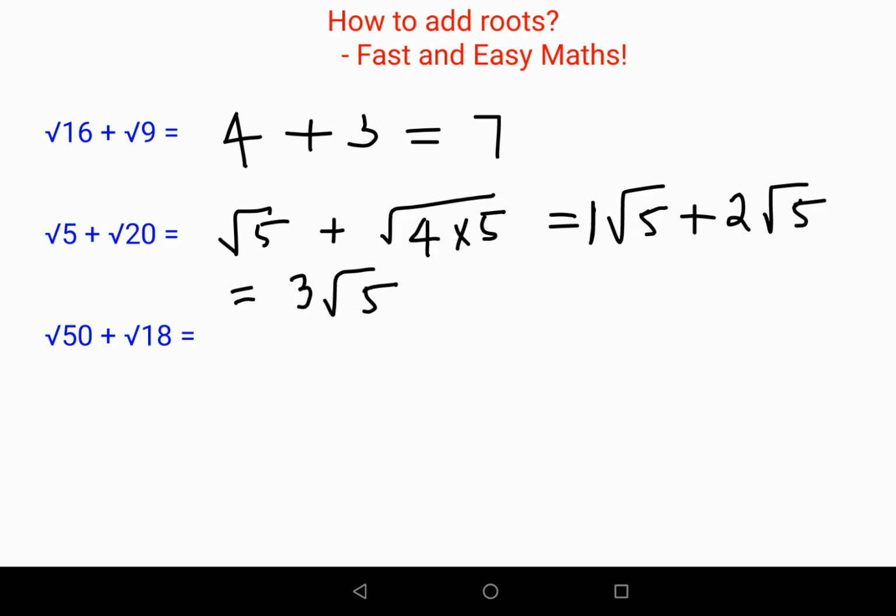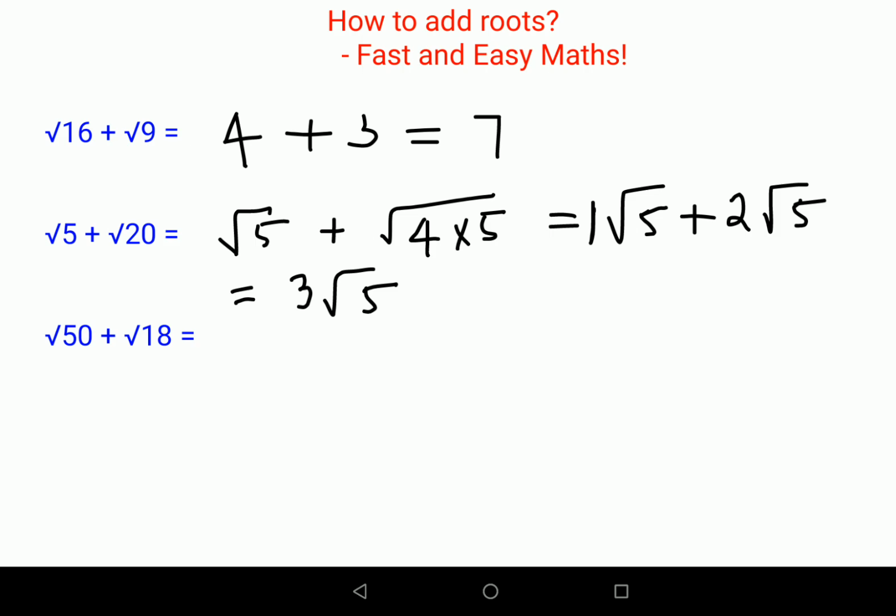Okay, please understand, when you have something like this, you have to always remember that the same square roots can add or subtract the coefficient. But in case you had different square roots, then you cannot do the addition or subtraction.